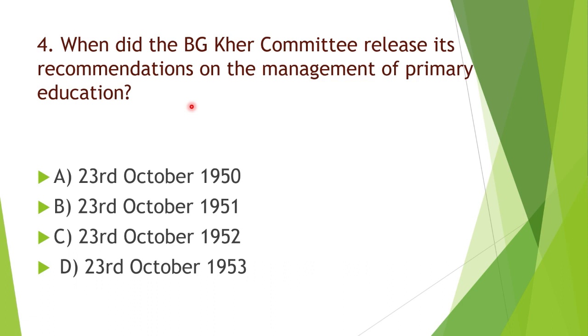Next question. When did the BG Care Committee release its recommendations on the management of primary education? So the BG Care Committee released some recommendations related to primary education. When was it released, he's asking here. So they released it on 23rd October 1951. Who released here? BG Care Committee. And regarding what? The primary education's recommendations.